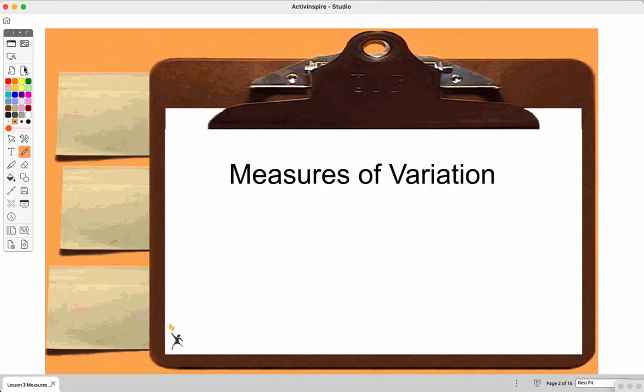Guys, let's take a look at our next measures. The last 2 days we've been looking at measures of center with mean, median, and mode. Today we're going to move on and look at measures of variation. So a measure of variation is really the measure of how far the data is spread out.